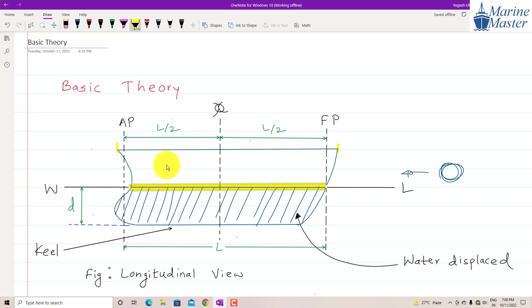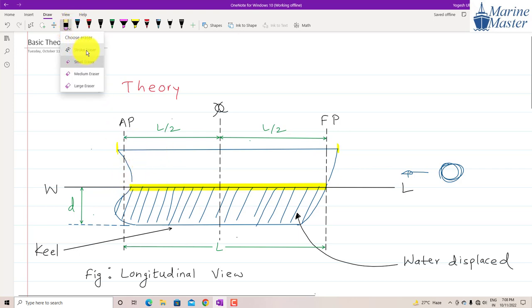We are going to remove this top portion. Observe the scenario. Very simple discussion. We are going to remove this portion, the top portion which is above the water line, and we are observing from the top.